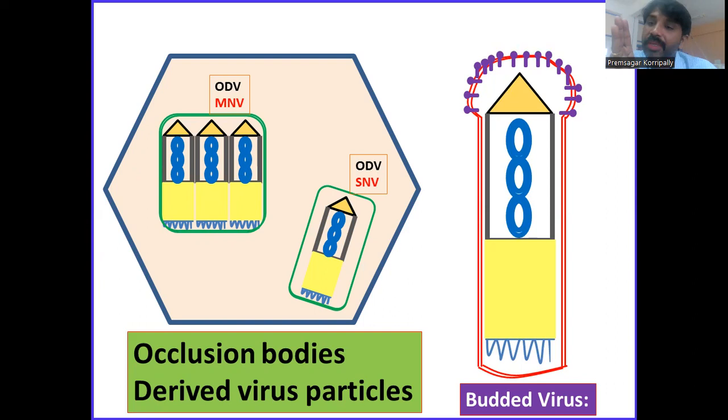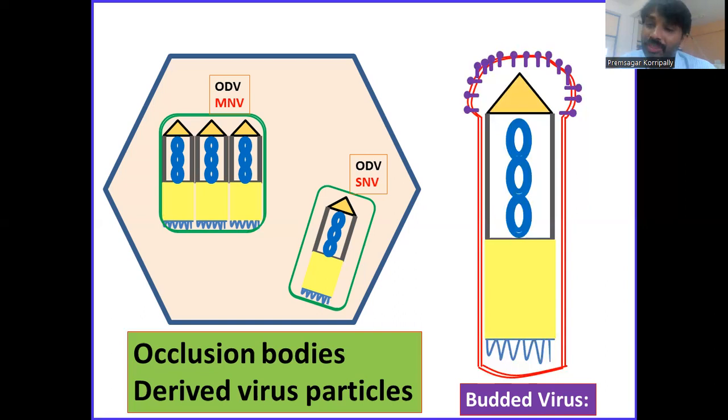You see, MNPV. So you must be wondering why the name Autographa californica multiple nuclear polyhedrosis virus? Why has that name come? The occluded bodies may have multiple virus particles. See, these are the occluded bodies. They have three virus particles, and that's why it's called multiple. Nuclear means viral replication is taking place within the nucleus of the insect. That's why they are called nuclear.